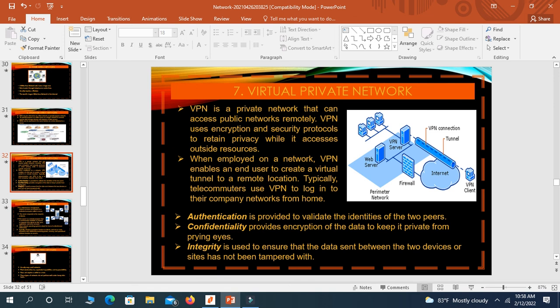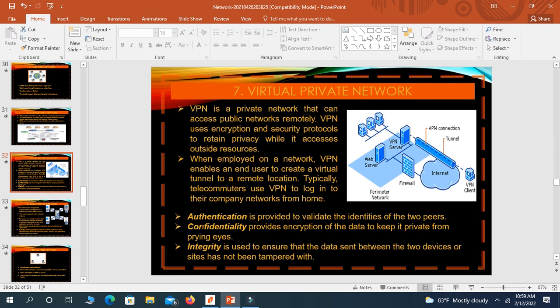So when employed on a network, VPN enables an end user to create a virtual tunnel to a remote location. Typically, telecommuters use VPN to log in to their company network from home. So as you can see, there is a tunnel. Through this tunnel, my VPN client is accessing that VPN server, right?